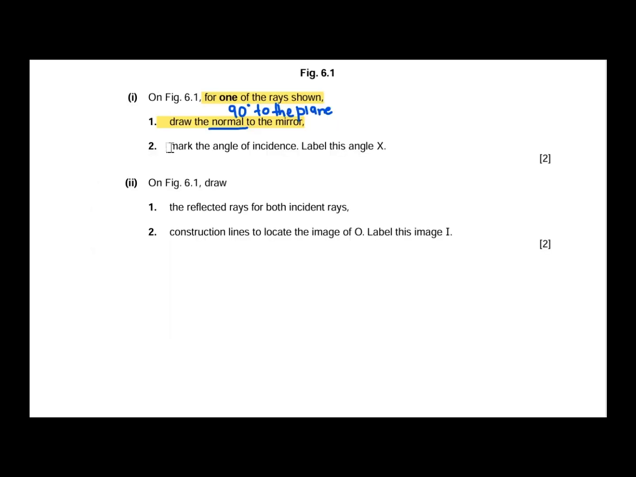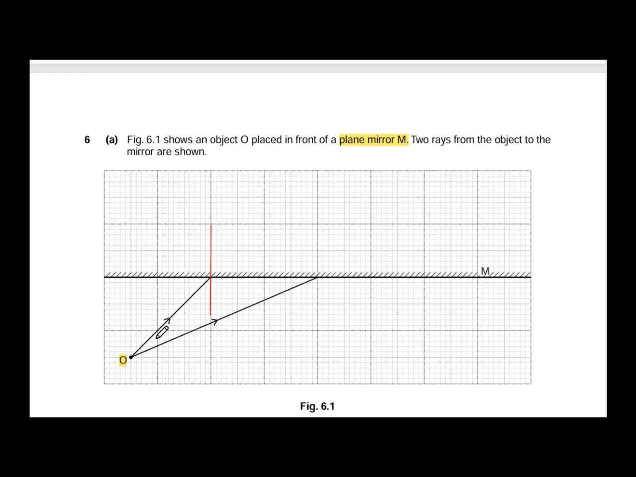Next part of the question is saying mark the angle of incidence and label that angle as x. So in our diagram, this is the incident ray which is falling on the interface of the plane, and whatever angle it is making with the normal is the angle of incidence.